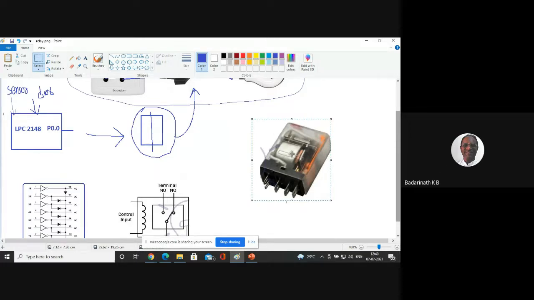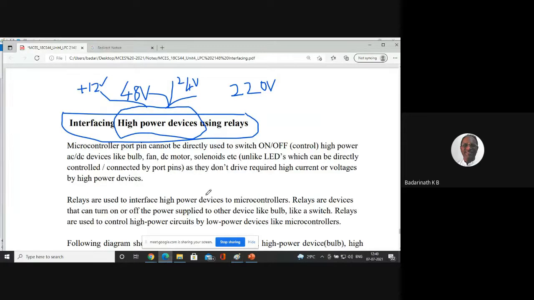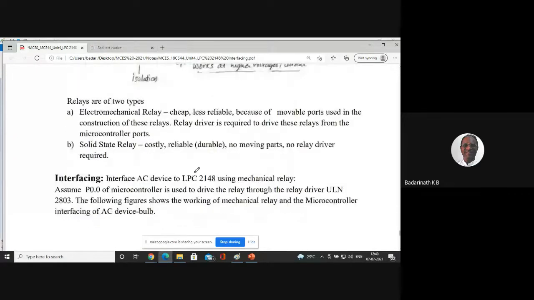There is another kind of relay. We use a word called solid state relay. What is the meaning of a solid state relay? They do not use any mechanical part inside. They use what are called MOSFETs. So high current, high voltage MOSFETs are used inside.